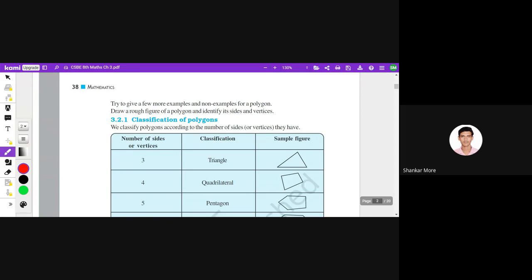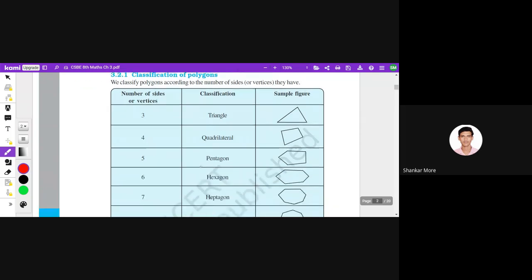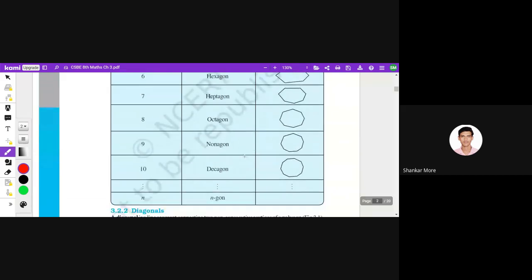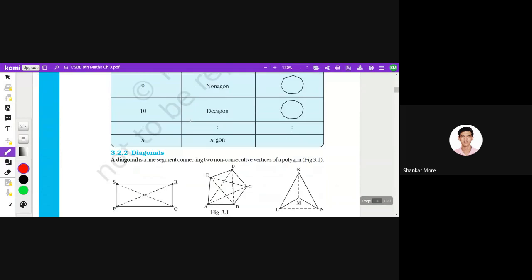For quadrilateral, there are four vertices and four sides. For pentagon, it is 5, 5. For hexagon, it is 6, 6. And for heptagon, it is 7, 7. Octagon, 8, 8. Nonagon, it's 9, 9. And decagon, it's 10, 10. So for a polygon with n vertices, there will be n sides. This is the conclusion that we can take.